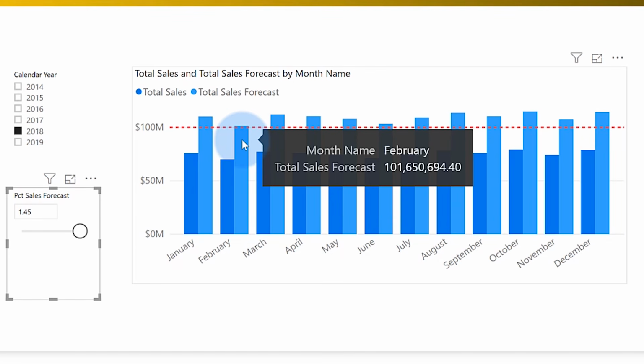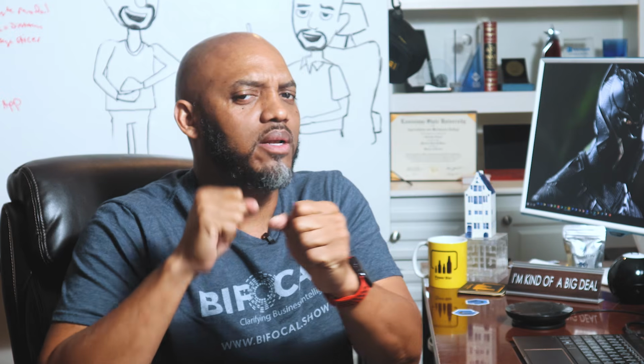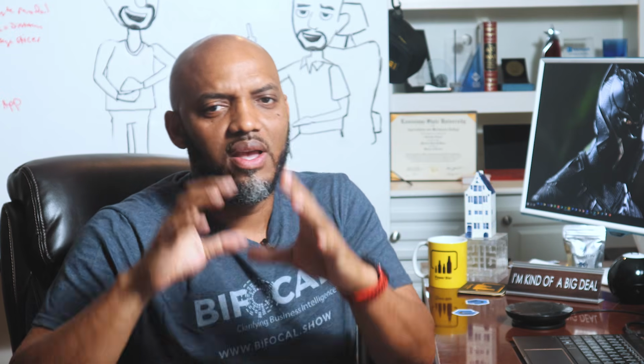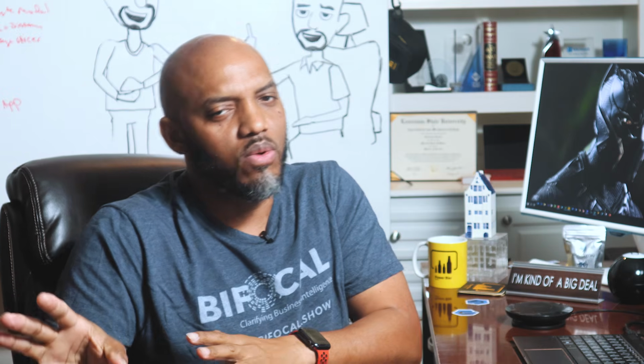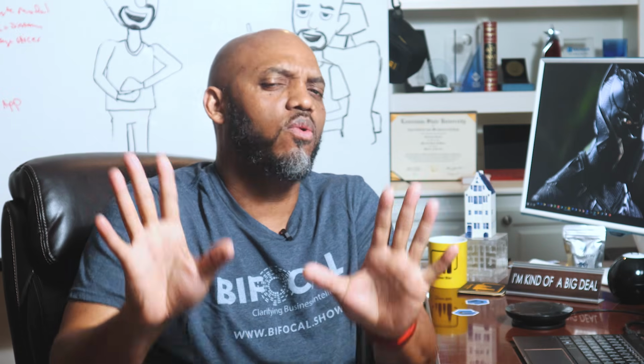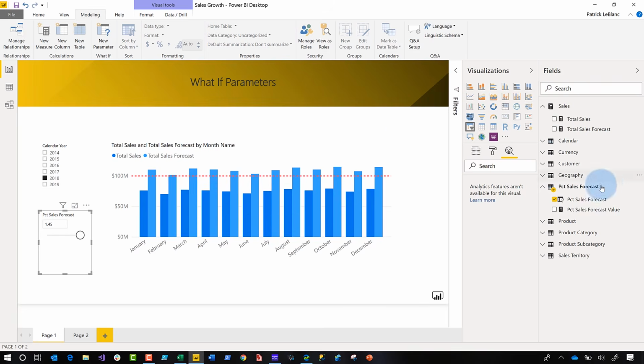I'm trying to get to $100 million. But because I'm going to get my salespeople out selling, I want to get a little more precise on this. I don't want to say, oh, just go do 145. I want to be a little generous and not work them too hard. So I'm not going to create a new what if parameter. I'm going to modify my existing what if parameter. So let me show you.